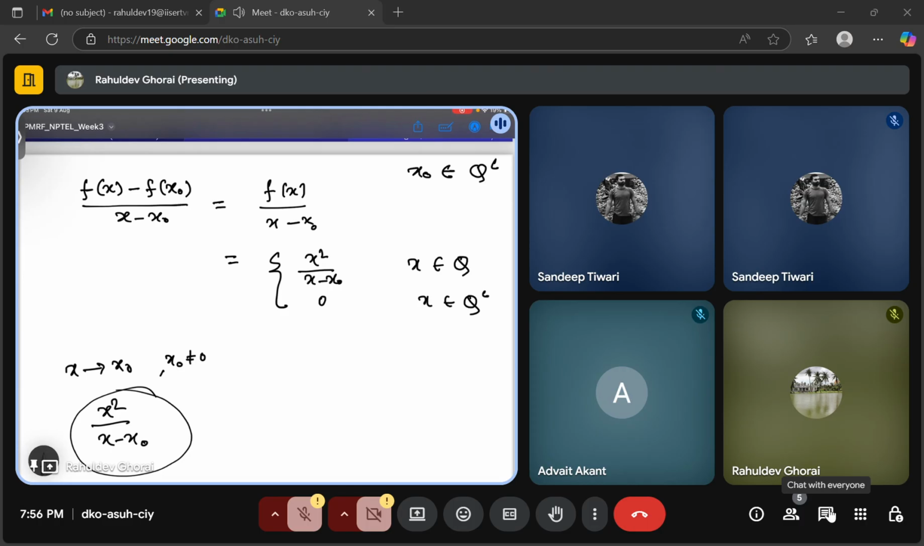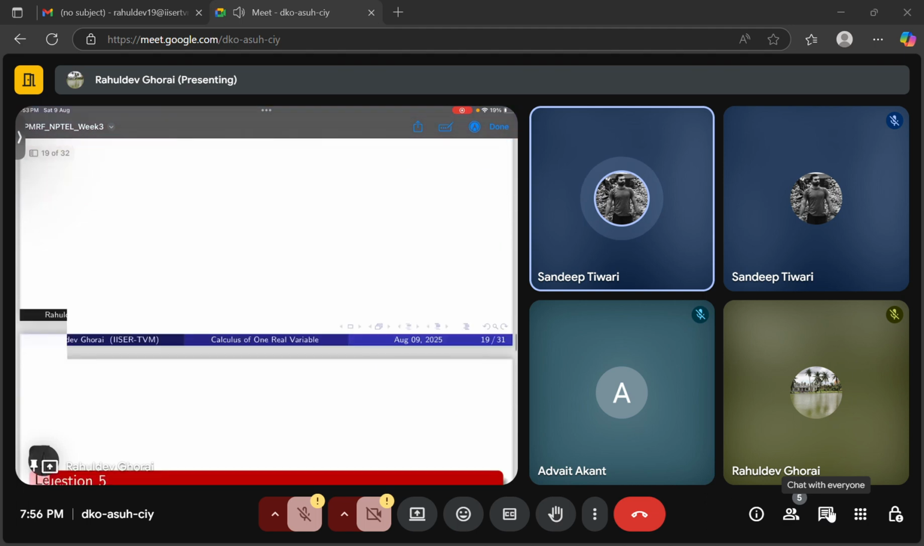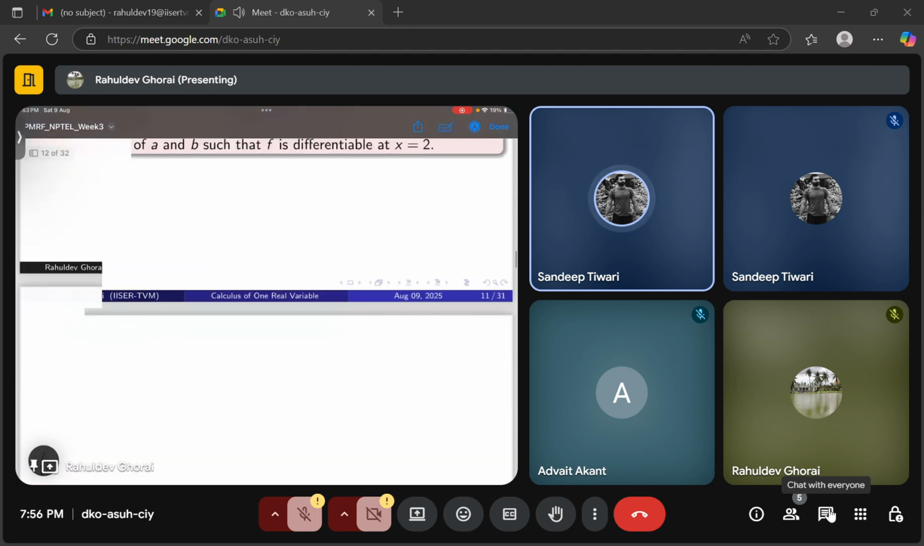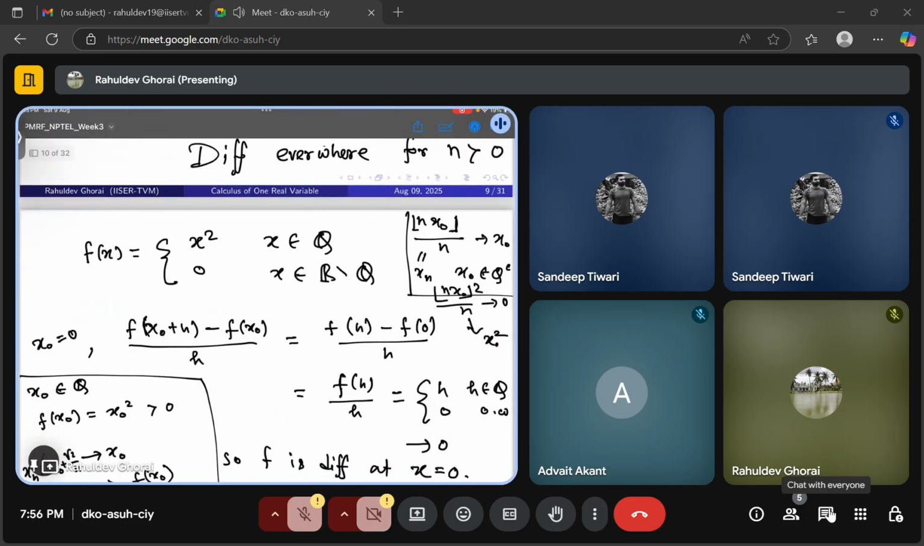You take a sequence of irrational numbers which converges to x, so x squared over x, no, x is not rational, but a sequence of rational numbers which converges to 0. So that also works. In case one, I was treating x naught as zero. That's why I got the limit zero. No, x naught is not 0. Then it is defensible. We have already proved it.